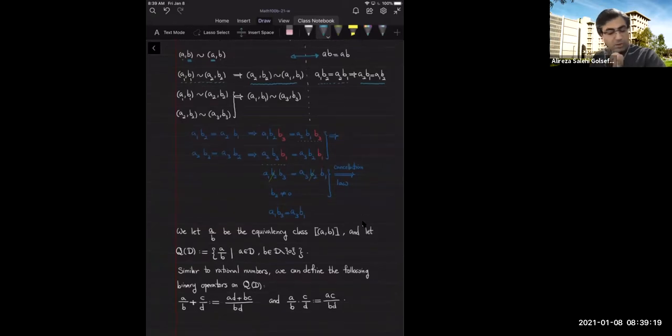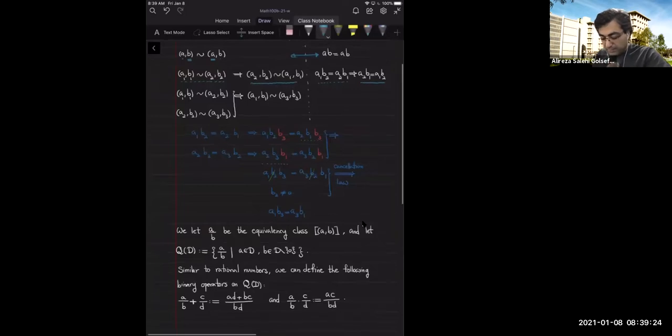Knowing that A1B1 is equivalent to A2B2 is the same as saying that A1 times B2 is the same as A2 times B1. Knowing that A2B2 is equivalent to A3B3 is the same as saying the numerator of the first one, which is A sub 2, times the denominator of the second one, which is B sub 3, is the same as the numerator of the second one, which is A sub 3, times the denominator of the first one, which is B sub 2. Okay, so I have these equalities.